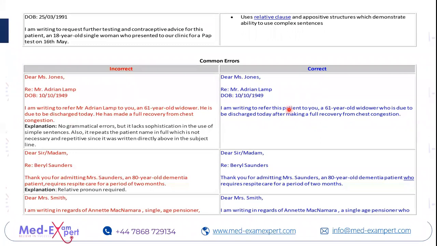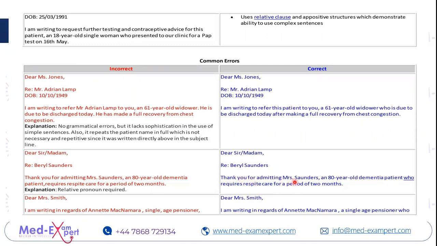Your introduction should be as short as possible, and the ideal length of the introduction is 3 lines. Do not make your introduction longer than 3 lines. "A 61-year-old widower who is due to be discharged today." So instead of writing "he is due to be discharged," write "who is due to." You have to connect the two sentences.